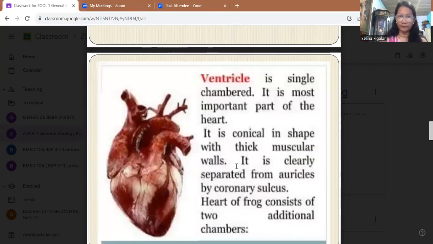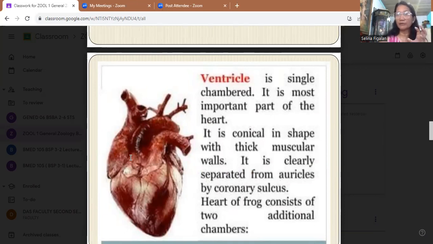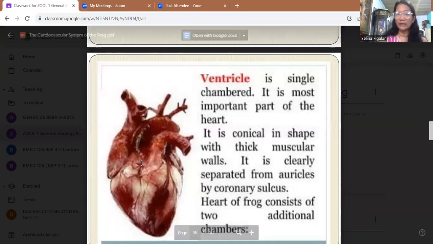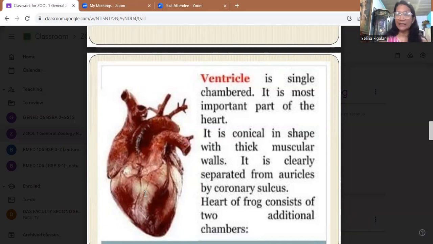How about when you say the ventricle? The ventricle is found below the atrium, the bigger size. Okay, sa human, meron siyang left and then the right ventricle. Sa frog, isa lang. Okay, ito yung ilolocate natin bukas sa inyong frog. Ventricle is a single chamber, which is the most important part of the heart. Okay, isa lang ang ventricle ng frog, which is unlike with humans.